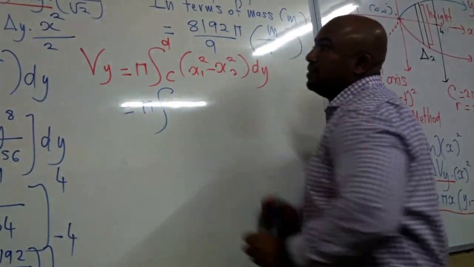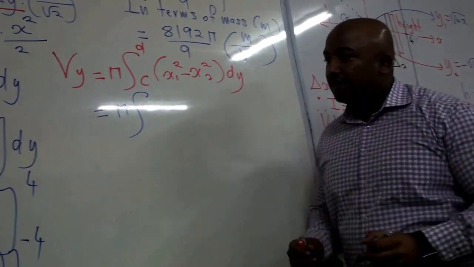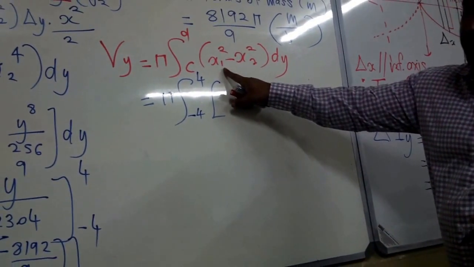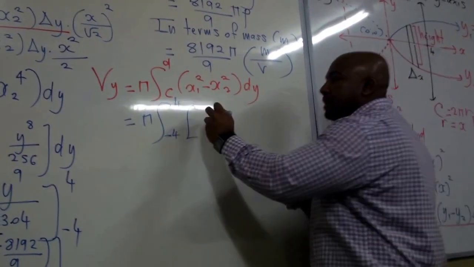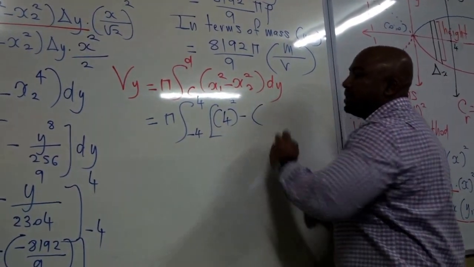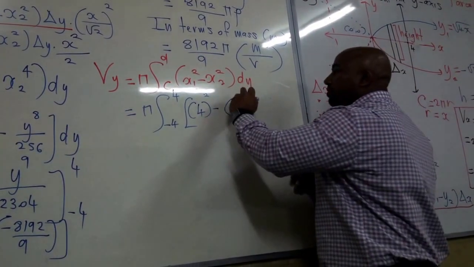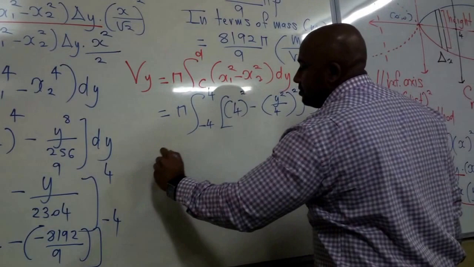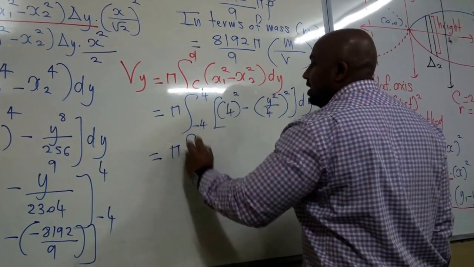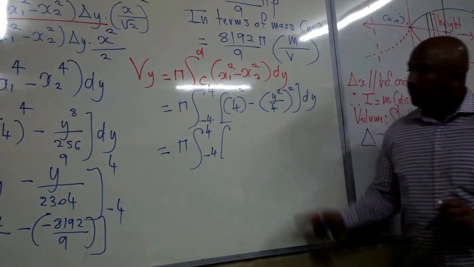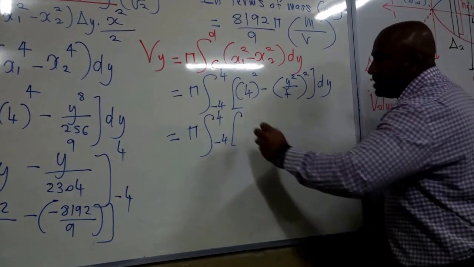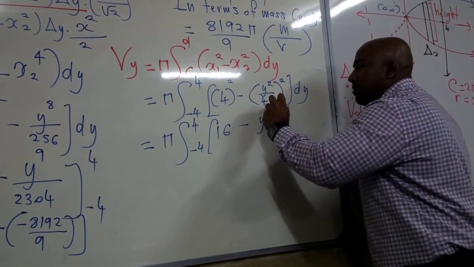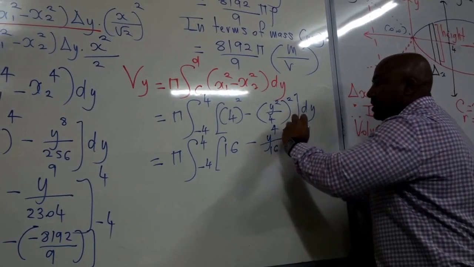So that's going to be pi. It's the same d and c, which is 4 and minus 4. What is my x1? x1 is 4, so that becomes 4 squared minus x2. What is my x2? y squared over 4. But this has to be squared there. We need to simplify this first. So 4 squared is 16 here. We have a fraction: y squared all squared will be y to the power 4, and 4 squared will be 16 there.